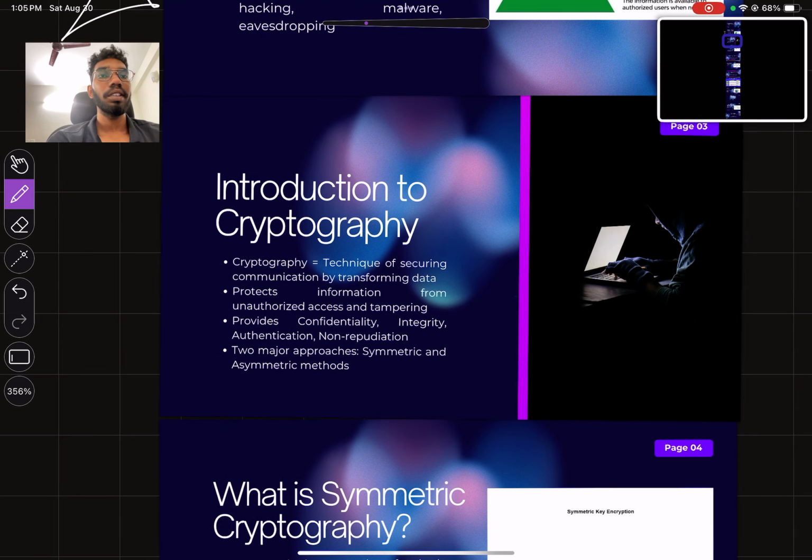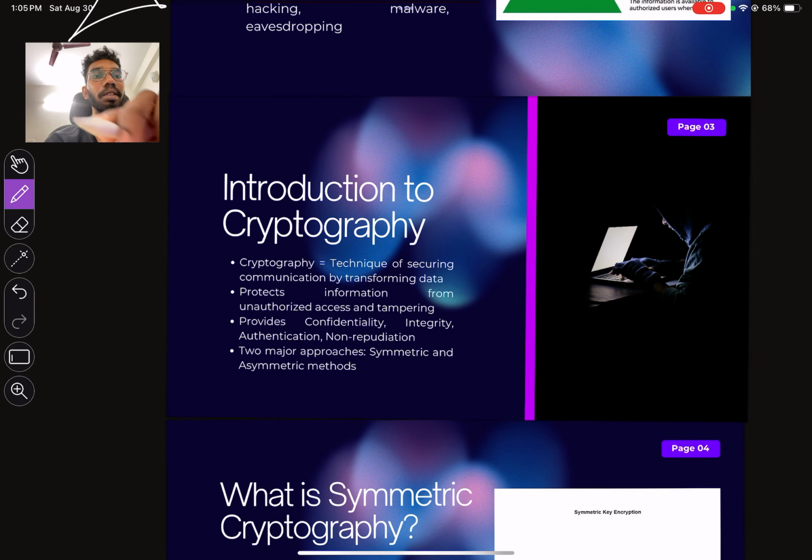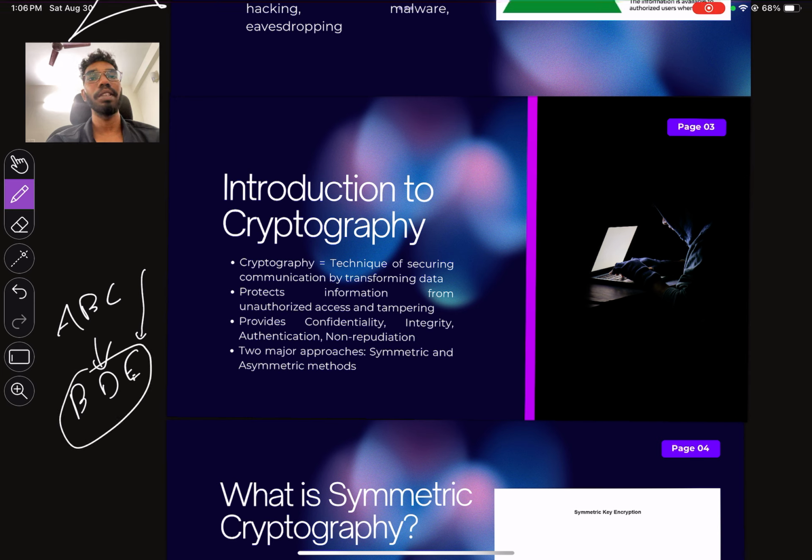So next, let's see what cryptography is. Cryptography is basically a technique of securing communication by transforming data. So you have data, let's take ABC, and when you're transmitting it, it changes to BDE or something, using the key you have provided. So when unauthorized access is seeing this, they don't get the real data; they get the transformed data. So that is basically cryptography.